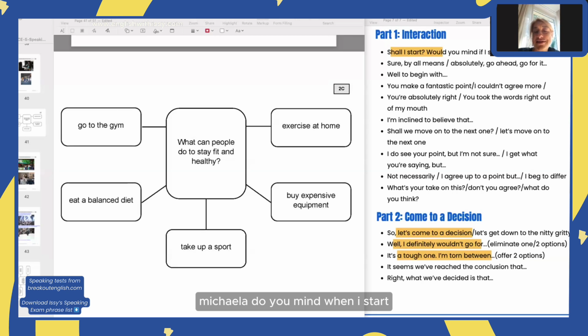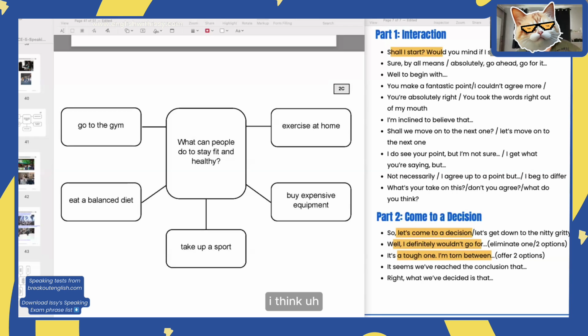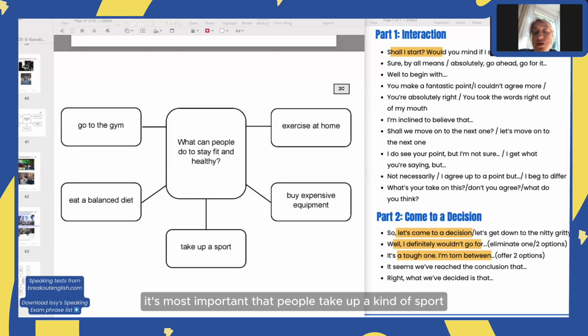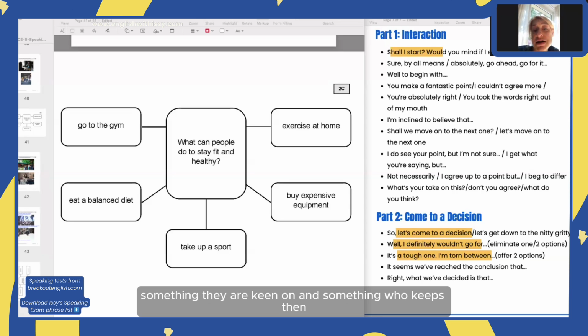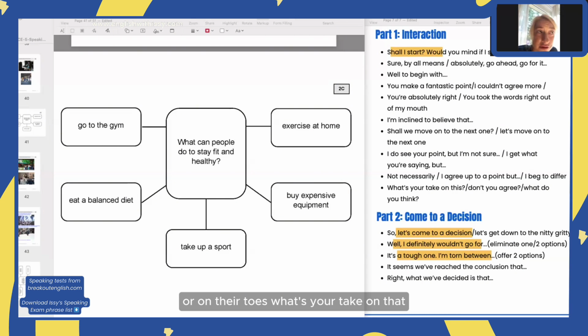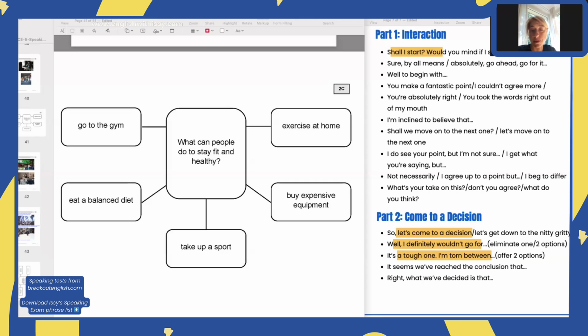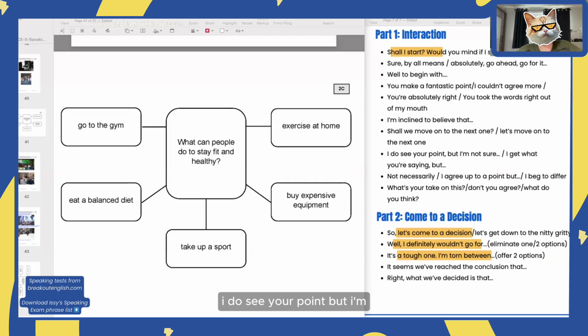Michaela, do you mind when I start? Go ahead. I think it's most important that people take up a kind of sport, something they are keen on, and something that keeps them on their toes. What's your take on that? I do see your point, but I'm not too sure if taking up a sport without a balanced diet is beneficial. It's great, but I think that the most important from the topics here is the balanced diet. What do you think about it?